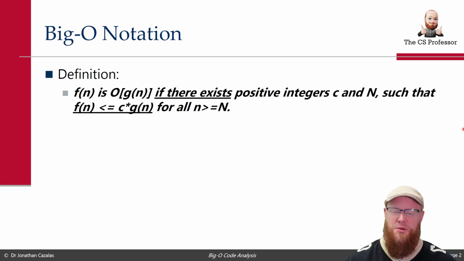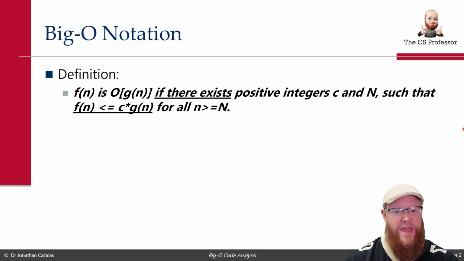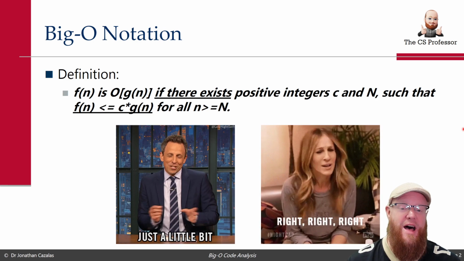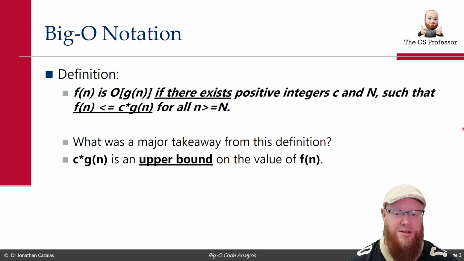That was our definition. We went through that with an example. We found those values of c and n. At the end of that example, we were able to say that the given function, I believe it was 4n squared plus 3n plus 10, is actually O of n squared, not because the professor said so, but because of the actual definition. What was one of the major takeaways we could leave with after that discussion?